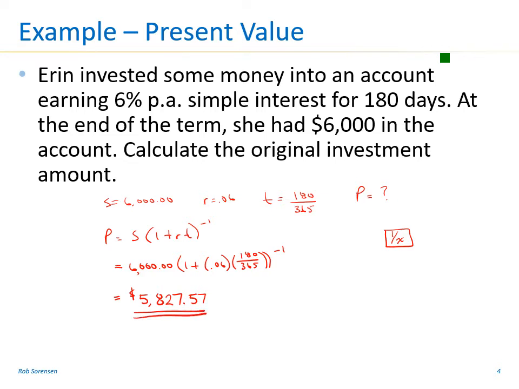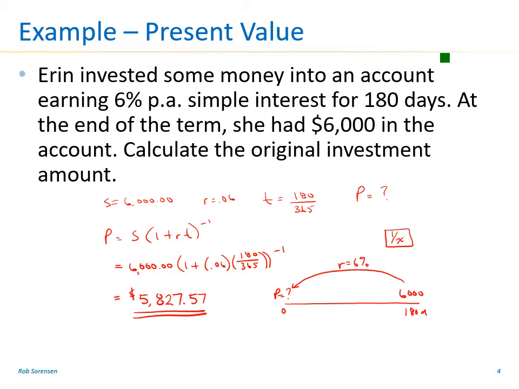So if Erin puts $5,827 in the bank, it'll turn into $6,000 later on. All right. What we're really doing in this case here is we're saying we want to have $6,000 in 180 days. How much should we put in at the beginning to make that work? And we're using a rate of 6% to figure this one out.